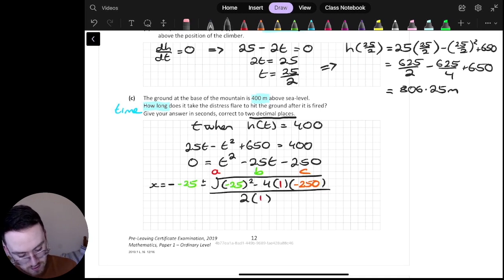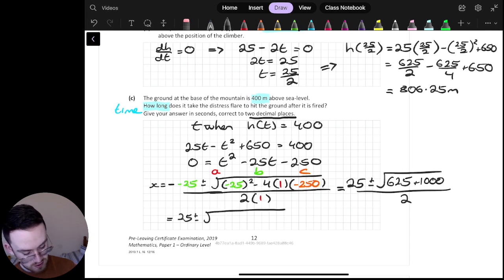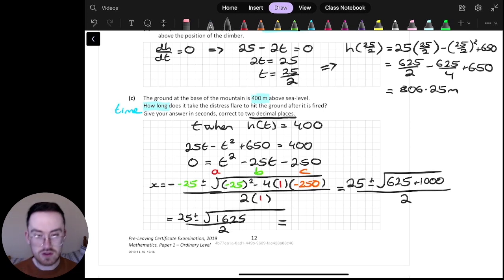Okay, so again, same as before, we're just tidying this up a little bit. So that's going to be a plus 25 then, plus or minus the square root of 25 squared gives me 625. And the 250 by 4 gives me 1,000. So we're adding on 1,000 altogether, and it's all over 2 still. So again, 25 plus or minus the square root of 1625 over 2. Square root of 1625 doesn't work out to be an actual answer.